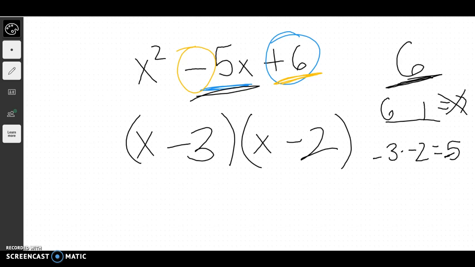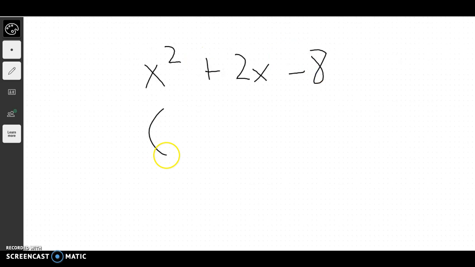So sometimes that's the game you have to play. You have to go, oh, okay. If it's negative in the middle and positive out here, that probably means I have 2 negative numbers. Because 2 negative numbers still multiply together to give me a positive number, but they would add together to give me a negative number. Let's do one last example.